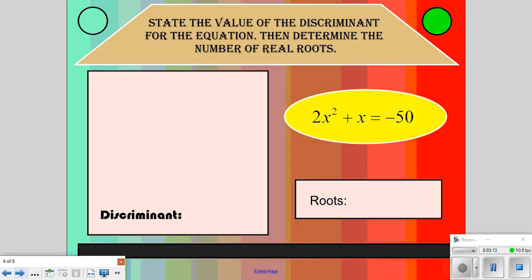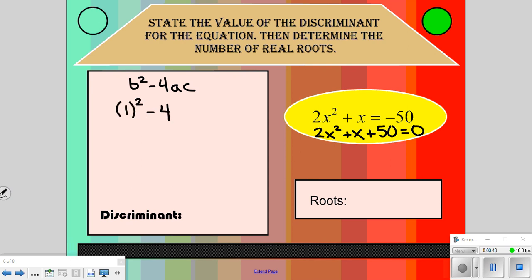Next up, we have a little bit of an issue here where our a, b, and c values aren't quite perfect for us. So the first thing we have to do is move that negative 50 over. So we're going to say this is 2x squared plus x plus 50 equals 0. So we once again go ahead and say b squared minus 4ac. My b in this case is 1, so I'm going to say 1 squared minus 4. My a value is 2. My c value is 50.